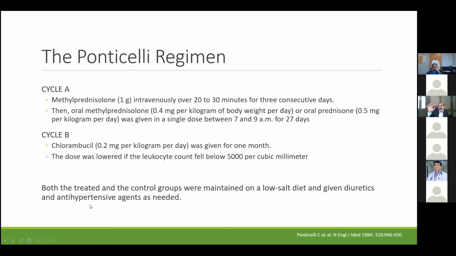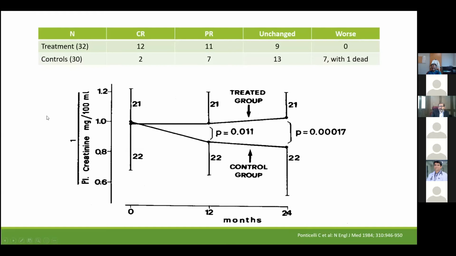This is pre-mass renin-angiotensin-aldosterone blockade days. ACE inhibitors, which were barely getting into the market at that time, were not used uniformly. And so the results were as you would expect. In the treatment group, 12 patients had complete remission, 11 had partial remission, and 9 patients were unchanged. In the control group, 2 people had complete remission, telling you that even people with established disease can go into complete remission on their own. 7 patients got better, had partial remission, 13 were unchanged, and 7 got worse. 1 patient died, but that's just luck of the draw. It could have happened in any group.